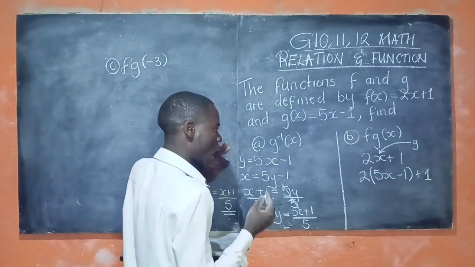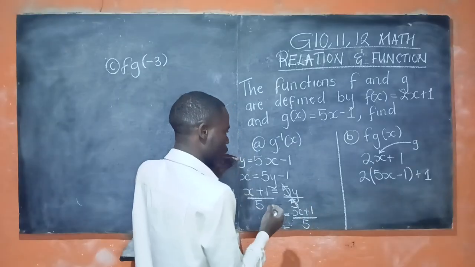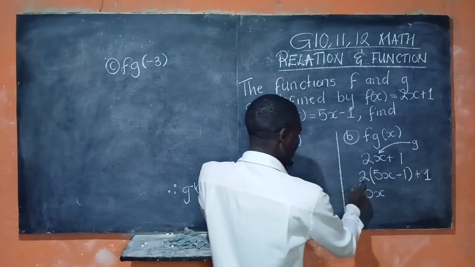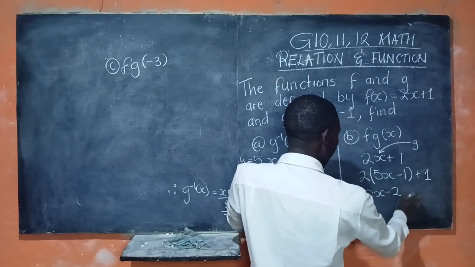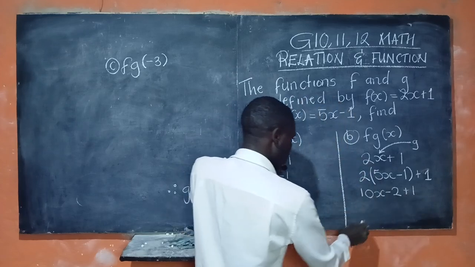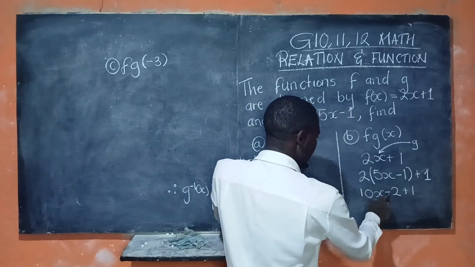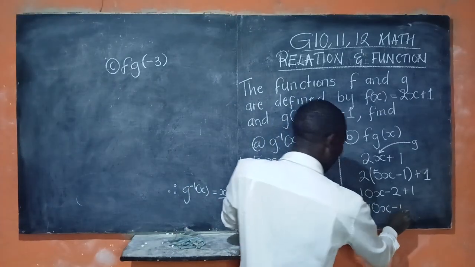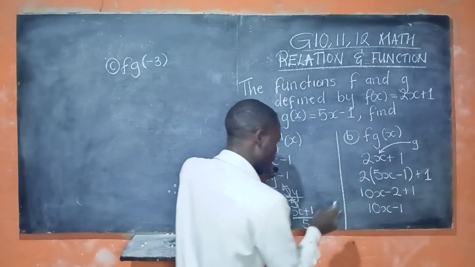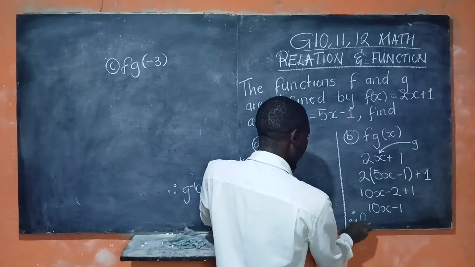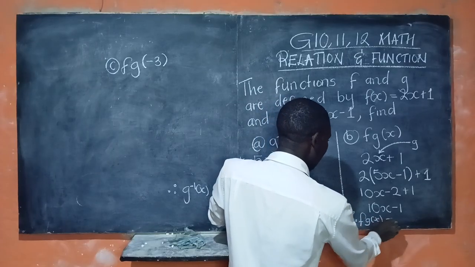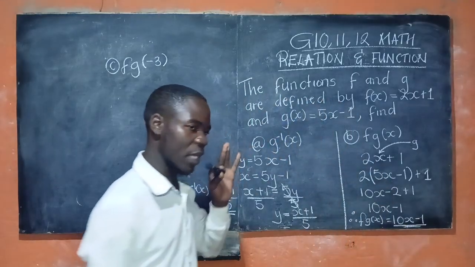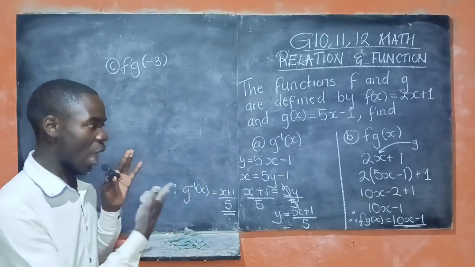Now we continue by multiplying and opening the brackets. This times this, the answer is 10x. Then this times this, the answer is negative 2. Then there is plus 1. Now we have 10x, then negative 2 plus 1. Different signs, we subtract, then maintain the sign of the bigger number. So we make the conclusion: therefore f of g of x is equal to 10x minus 1. Here it simply means that we are done. That's the way you answer this composite function.